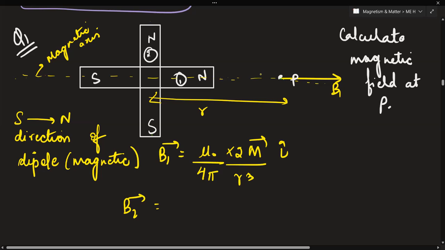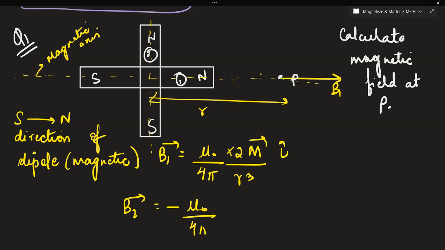Similarly, this point is R. Now magnetic axis for this is here. So point P is not lying on the magnetic axis for the second one. It means this is what? This is the equatorial point. So formula becomes minus mu naught by 4 pi m by r cube. Now magnetic moment's direction is upwards. So magnetic field's direction will be downwards. This becomes minus of j cap.